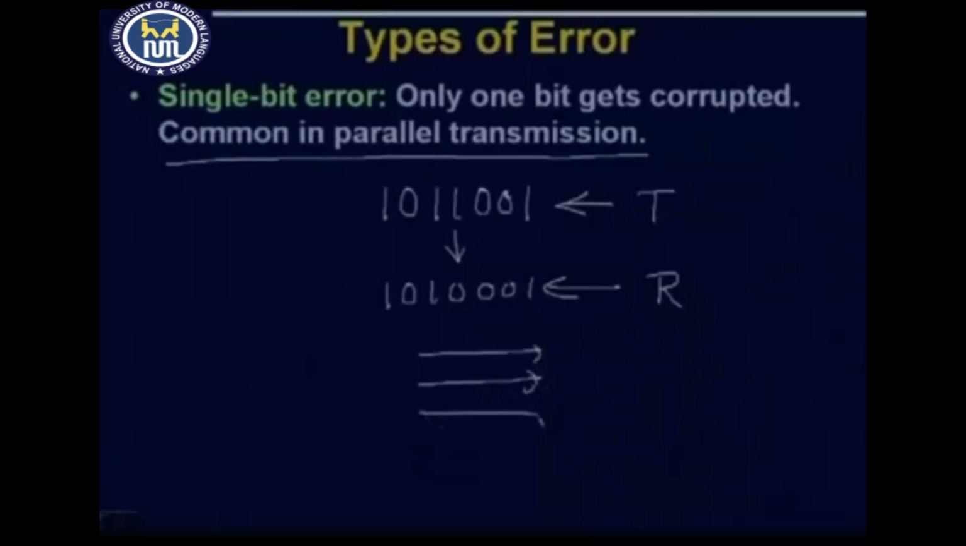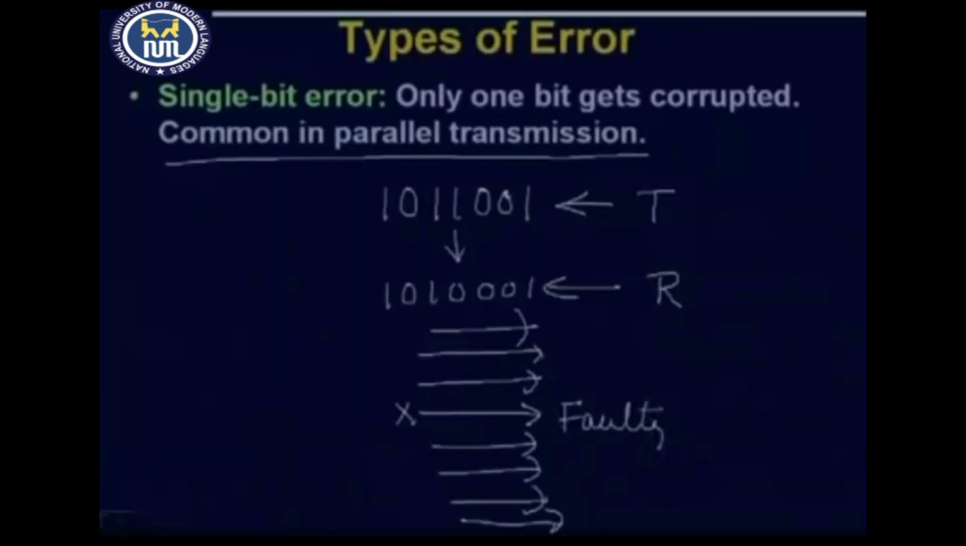Similarly, let's suppose we are sending 8 bits in parallel, so we have 8 lines. When we are sending 8 bits, if one of the lines is faulty, the signal passing through that line may cause an error. Other lines may not have errors. This may lead to a single bit error. This is how single bit error occurs in a parallel transmission if one line is faulty.